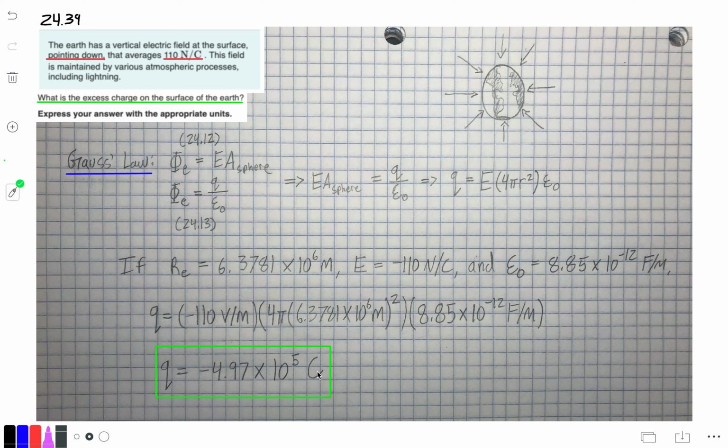And just a closing thought, sometimes some of these Gauss's law equations can get a little bit tricky just because there's so many different surfaces that we're working with. I'd say it's just important to make sure you've got the correct area for the shape that you're working with, or else you can get this problem very incorrect.